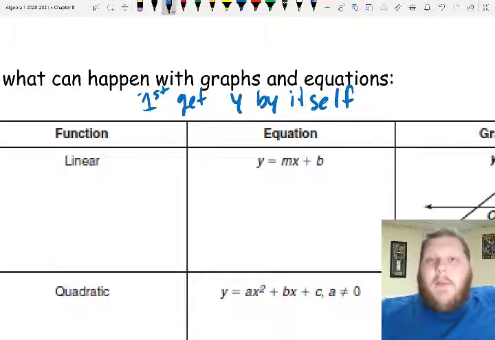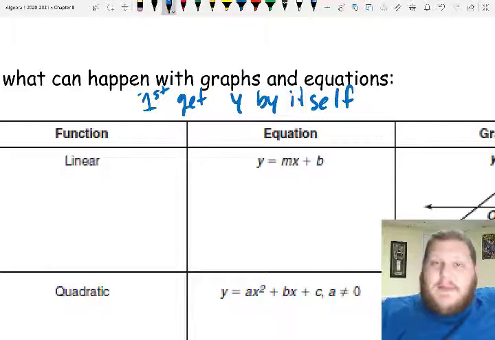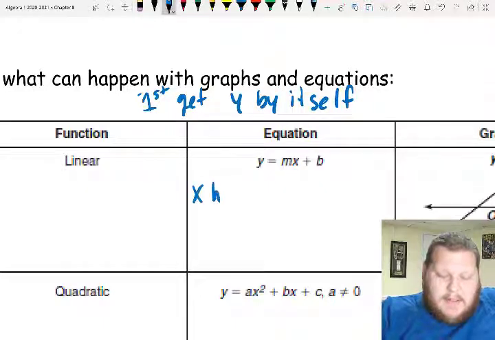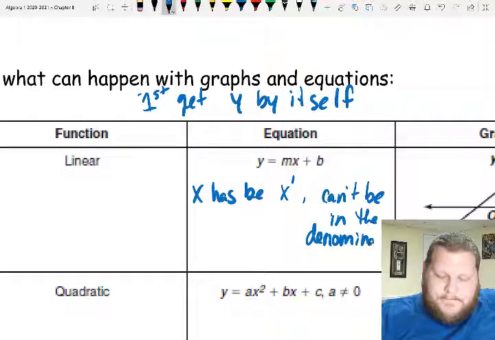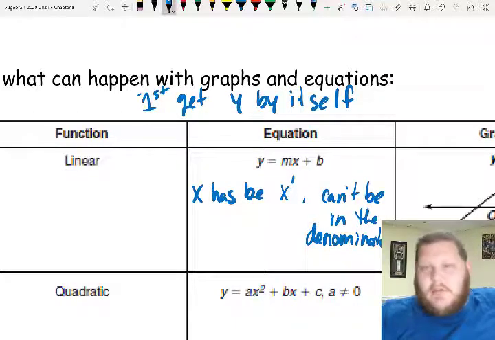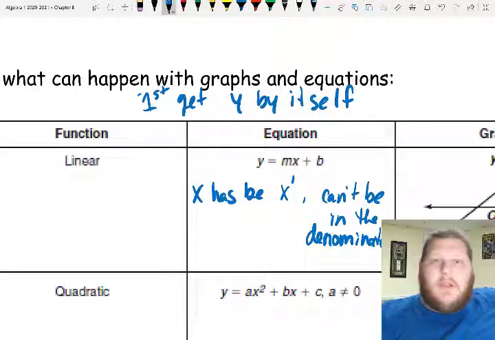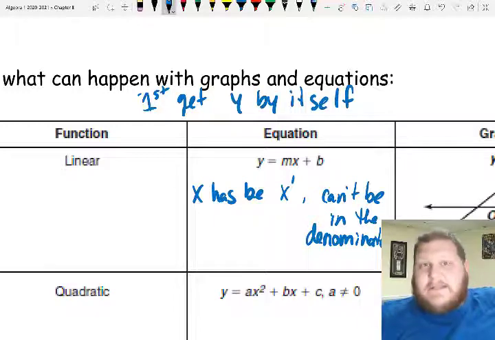So once we have y by itself, in order for it to be linear, x has to be just x to the first power. It can't be in the denominator, so in the bottom of a fraction. Just regular x to the first power. That's it. No square roots, no other exponents on it.